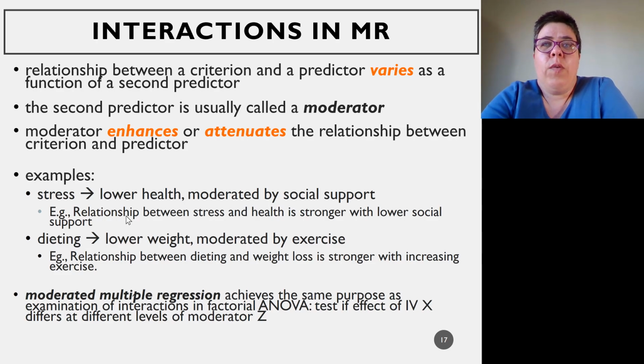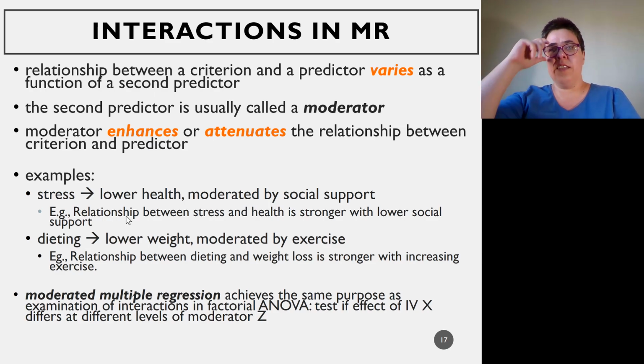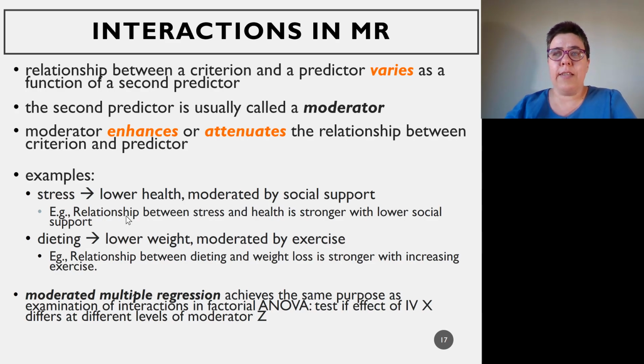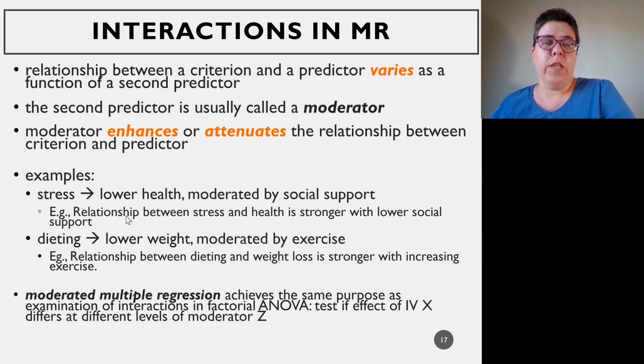And so when we test an interaction in moderated multiple regression, it's just like in ANOVA. All we want to know is whether the impact of the focal IV is the same across all the levels of the moderator, or is it different? The terminology is different in ANOVA and regression. So we're now going to refer to, in regression, our IV as X and our moderator as Z. And this is a historical tradition.